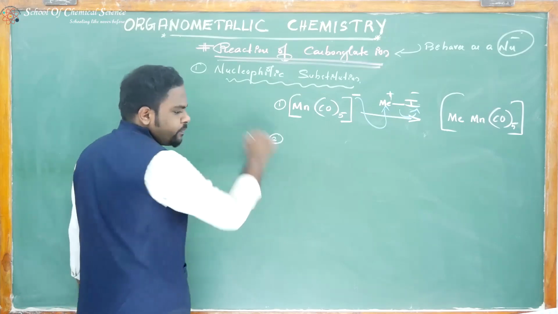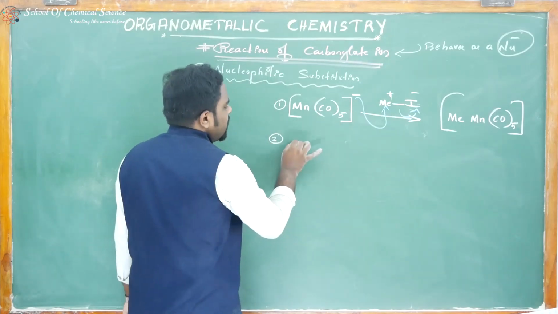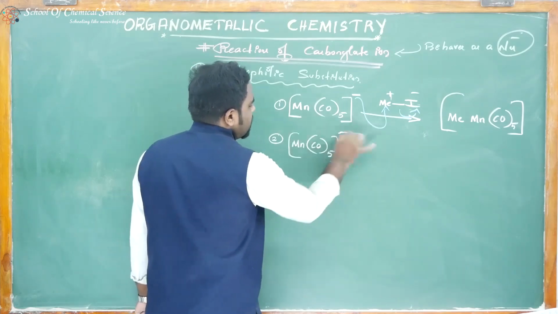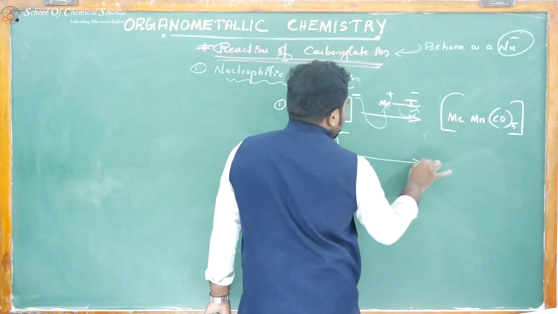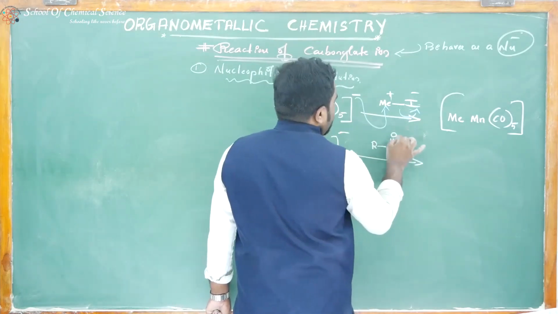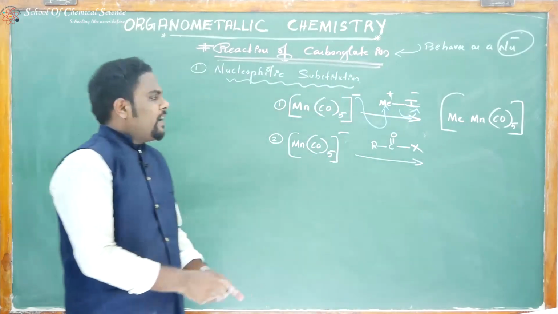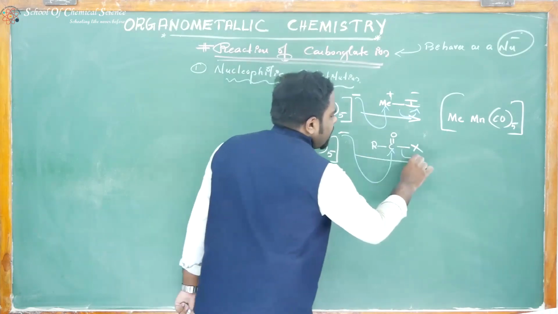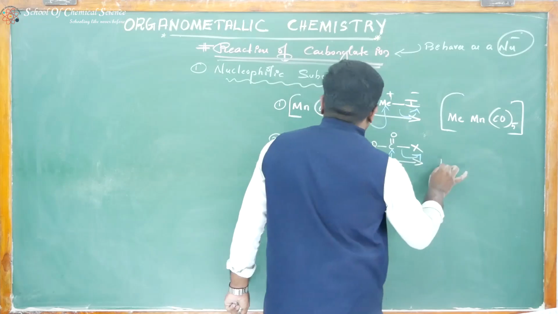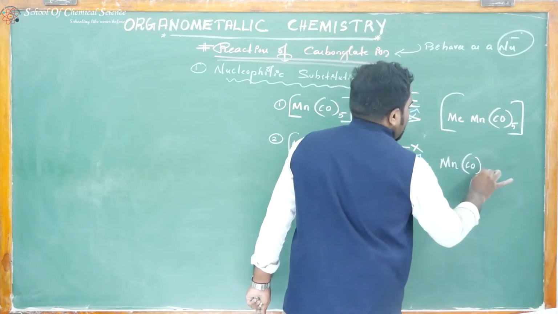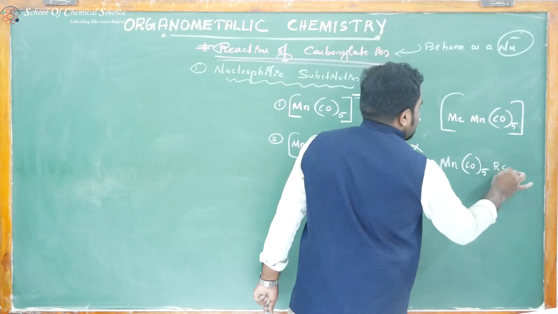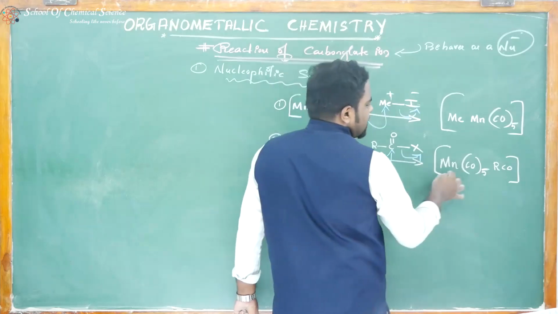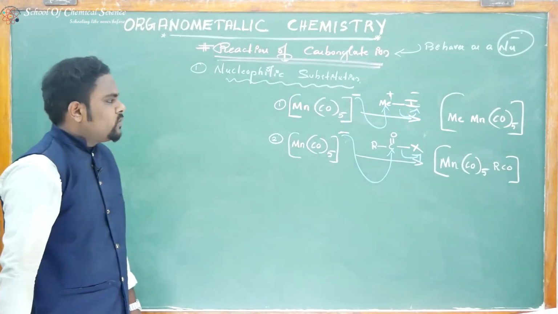Then the second reaction. MnCO5 minus on reaction with RC double bond OX, an acyl halide. What's the reaction? The nucleophile will attack the carbonyl carbon, and X minus will be eliminated. So your product will be MnCO5 RCO. The acyl group is a 1 electron donor. 10 plus 7 plus 1, an 18 electron species.